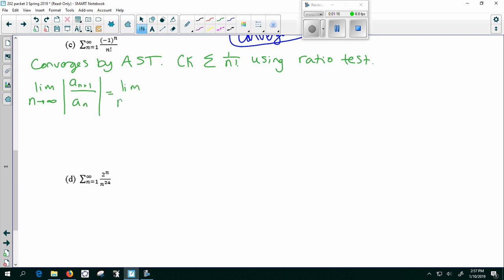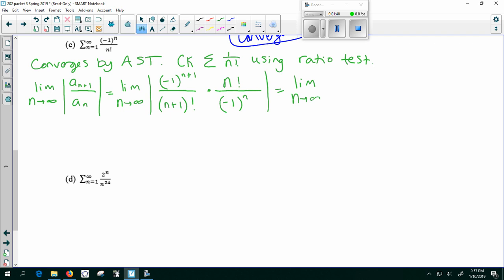Okay, so this is the limit as n goes to infinity of (-1)^(n+1) over (n plus 1) factorial. Instead of dividing by a sub n, I'm going to multiply by its reciprocal. So we have n factorial over (-1)^n. So (-1)^(n+1) over (-1)^n would reduce to -1. And then n factorial over (n plus 1) factorial.